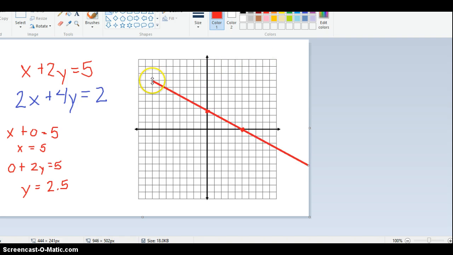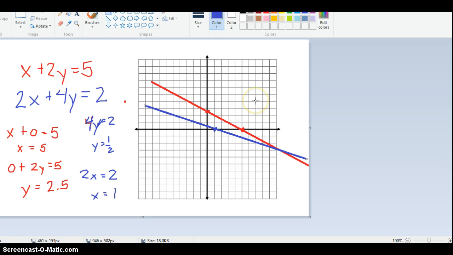Right, the other equation I have here, I'll do the same thing. So if x is 0, sorry for the blue equation, if x is 0, then 4y equals 2, so y is 1/2 where x is 0. We also know that where y is 0, 2x equals 2, so x is 1. So where y is 0, x is 1. So it's going to look something like this, going through those 2 points.